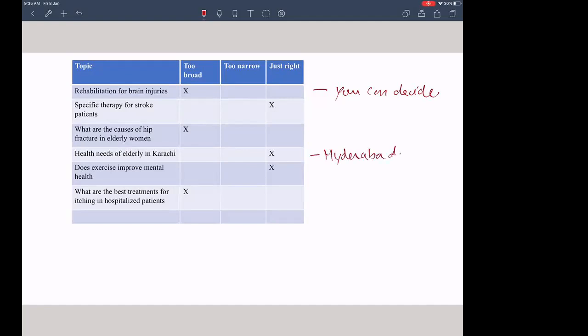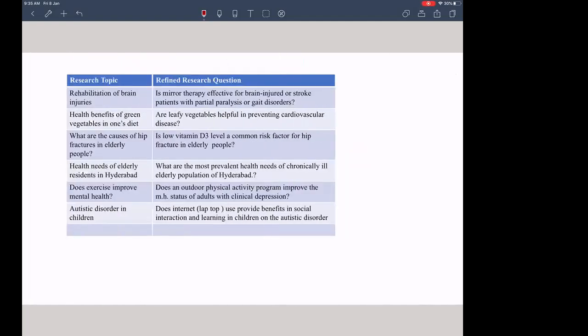Then, does exercise improve mental health? Oh, another good question. And what are the best treatments for itching in hospitalized patients? This is what one can look into. So, research topic, again, you look into that and look at the rehabilitation of brain injuries. Is mirror therapy something that can solve the issue? And health benefits of green vegetables in one's diet can help. Are leafy vegetables helpful in preventing cardiovascular diseases? It is being commonly promoted.